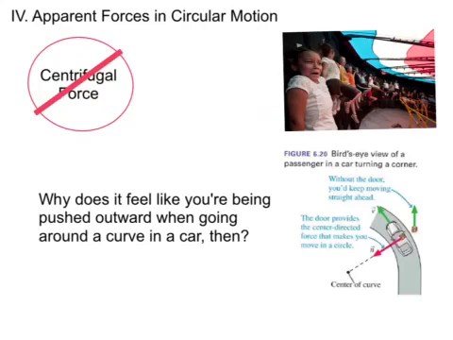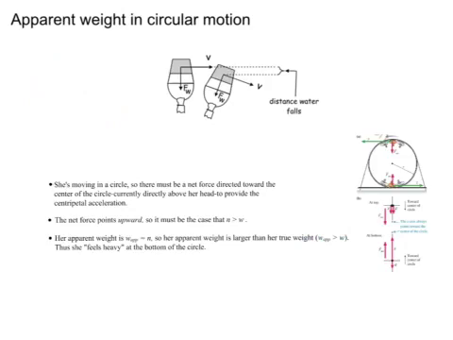But of course, that doesn't happen. If the door were to fly open, you would travel in a tangential path. The centripetal force is real, while the centrifugal force is not. So now let's think about apparent weight in circular motion.